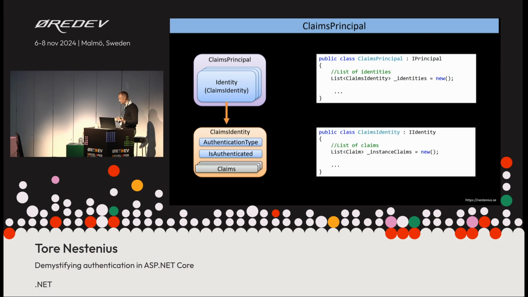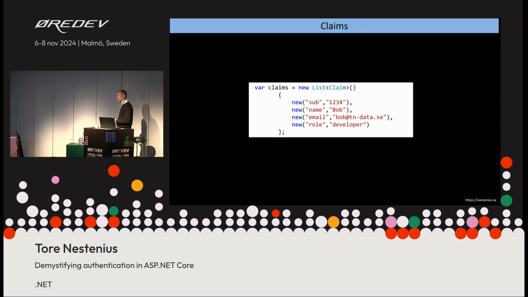A claims identity is another object, and that contains a list of claims. So then, of course, the question is, as a beginner, what is a claim? A claim is a key value pair, and your identity contains a list of claims, and each claim is a key value pair of strings, and it could be anything you like. Some claims are a bit more standardized, like the sub or subject if you're using OpenID Connect, for example. But you could name them anything and they could contain anything you like. So that is a claim.